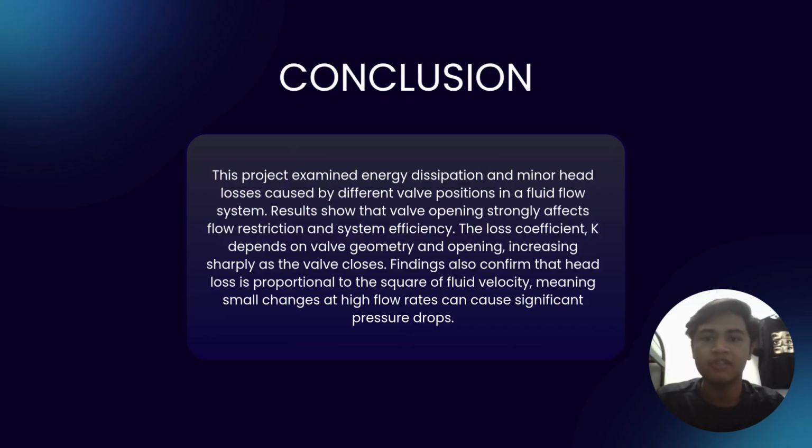As a conclusion, this project examined the energy dissipation and minor head losses caused by the different valve positions in a fluid flow system. These results show that the valve opening strongly affects the flow restriction and system efficiency. The loss coefficient, which is K, depends on the valve geometry and opening, increasing sharply as the valve closes. These findings also confirm that head loss is proportional to the square of fluid velocity, meaning small changes at high flow rate can cause significant pressure drops.